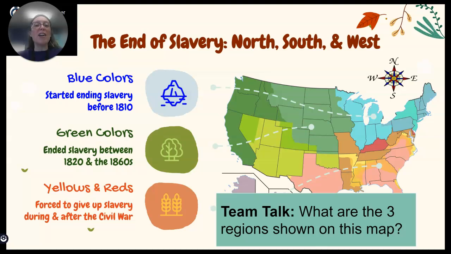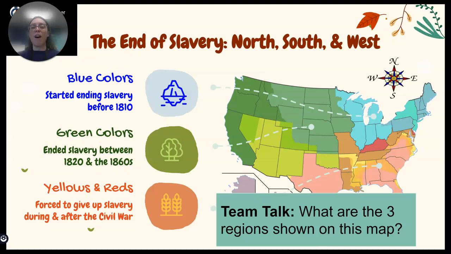Now I say they started ending slavery because some of them passed laws that said if there's someone who's already enslaved, they continue being a slave until they die. But anyone who is born to an enslaved woman will not be a slave. And there will be no more slaves bought or sold in our state. No one can bring in a slave who is not already enslaved. So that's what I mean by beginning ending slavery.